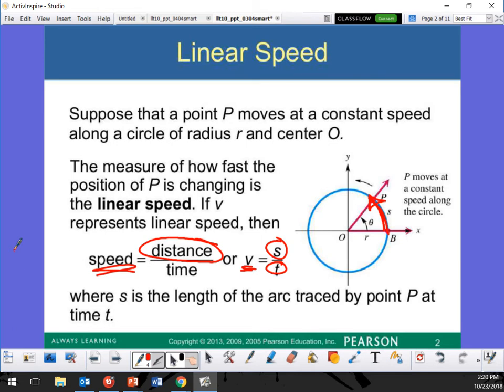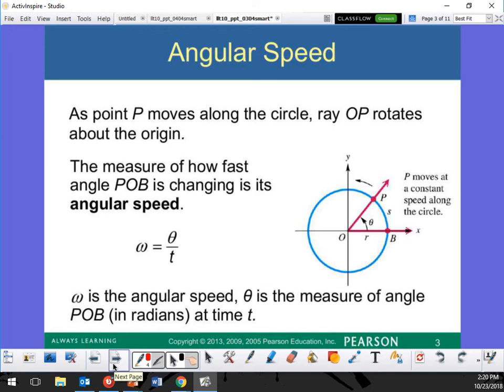All right, to go along with this, we're going to have angular speed also. It's the angle over time. It's the change in the angle over the time. And the variable I use for this is going to be W. Angular speed is my W.